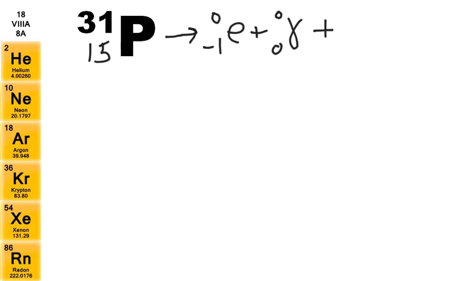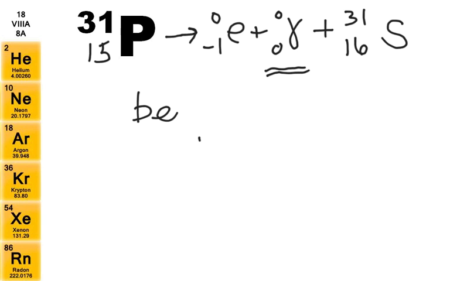But sometimes the nucleus is excited, and when it relaxes back to a normal state, it's kind of like an excited state atom going to the ground state atom. It has to give off some energy, and that energy comes off in the form of light. So we'll do our numbers. Top: 31 equals 31, plus 0, plus 0. Bottom: 15, again, minus 1. So what minus 1 gives us 15? That would be 16, and that would be sulfur. So in this case, we would call this reaction beta decay with gamma emission.